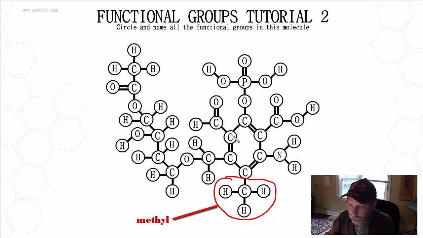Now, the next thing is this ring-like structure here that has alternating single and double bonds. There's 1, 2, 3, 4, 5, 6 carbons in this ring. And this is a phenyl. So I'm going to circle this whole ring structure here. This is a phenyl group, all right?